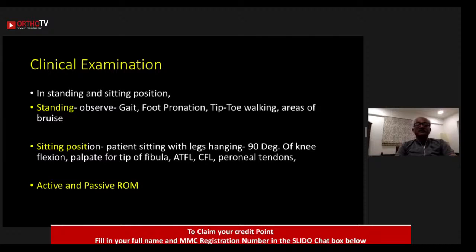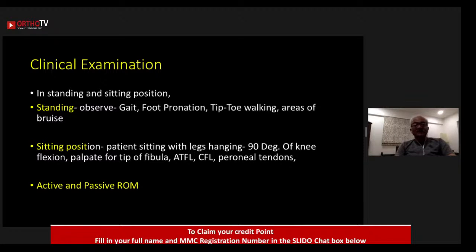When a patient comes to you in the clinic, the clinical examination should be performed in standing as well as sitting position. In standing position, one needs to observe the gait. One might have an antalgic gait. There could be foot pronation. Tiptoe walking needs to be looked for. And you can also look for areas of bruises or discolorations, which are very commonly associated with such ankle sprains.